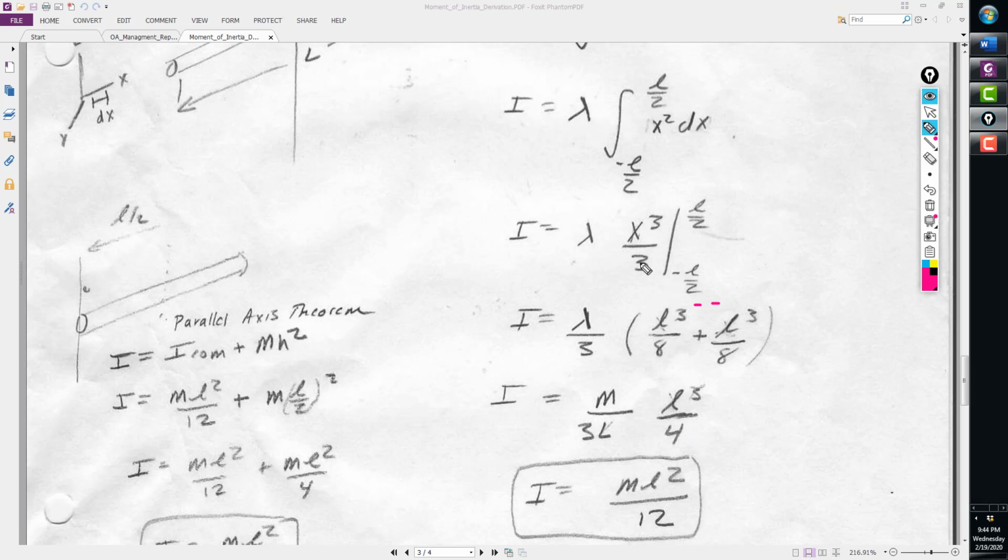Now I did take out the 1/3 before I did that. So that 1/3 came out, which is why you got l cubed over 8, l cubed over 8 here. So you had lambda over 3, and lambda is big M over the total length. These are your constants out here times l cubed over 4. And when you combine those together, you get I equals ml squared over 12. That's for a thin rod of a continuous mass.